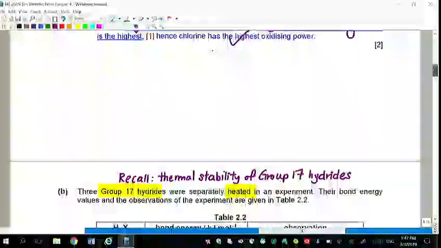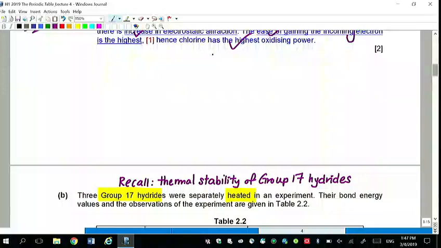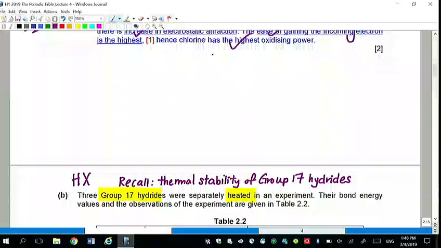Okay, moving on. When I look at B, I'm bringing you through the thought process that you should have when you read the question. Once I read this question, first thing I'll recognize is that they talk about group 17 hydrides. Group 17 hydrides are represented with HX. Then they tell me that it's separately heated. You are heating a group 17 hydride. Most likely this question, without even looking at subsequent information, I should be able to guess that it is going to talk about the thermal stability of group 17 hydrides.